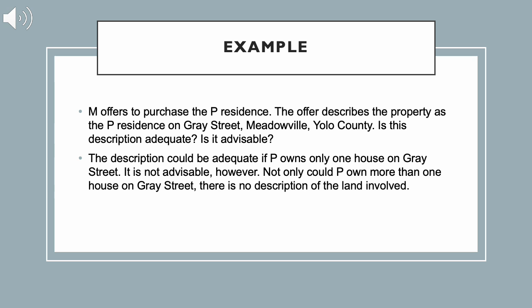Example: offers to purchase the P residence. The offer describes the property as the P residence on Gray Street, Meadowville, Yolo County. Is this description adequate? Is it advisable? The description could be adequate if P owns only one house on Gray Street. It is not advisable, however. Not only could P own more than one house on Gray Street, there is no description of the land involved.